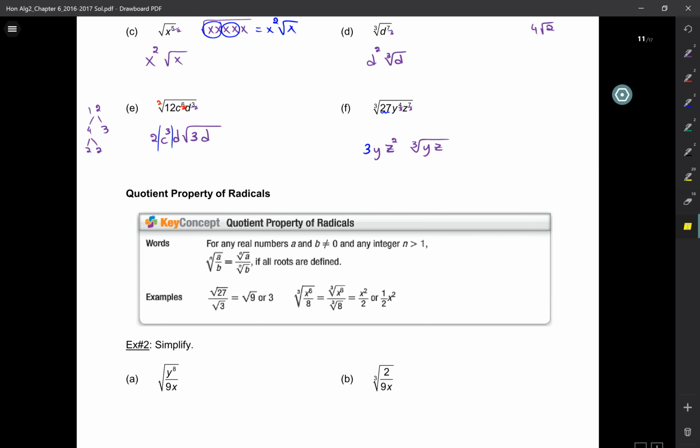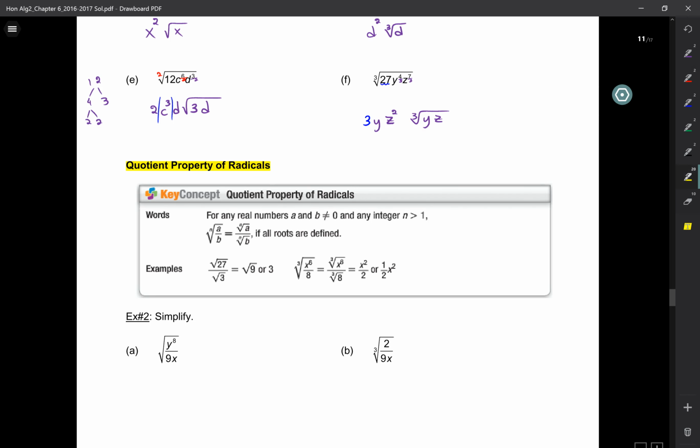In the case of quotients, if you have the nth root of a over b, you can split them up so you have the nth root of a over the nth root of b. So you could split up the fraction. In fact, if the roots like this are split up, we combine them, and if they're combined, we separate them. All right?